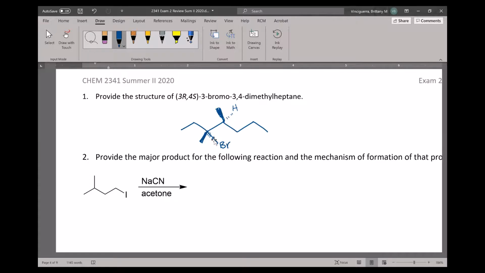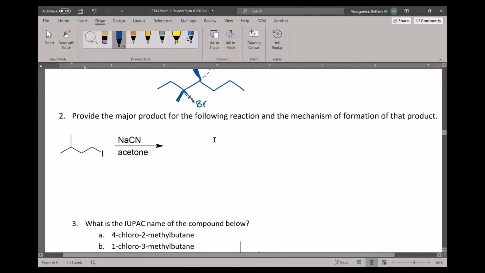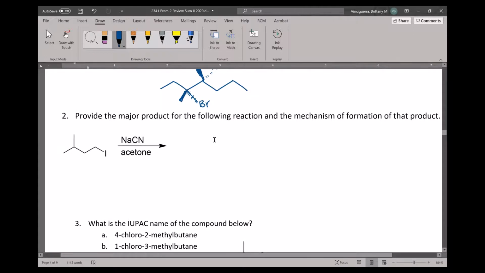Okay, so the next one says, provide the major product for the following reaction and the mechanism of formation of that product. So we have an alkyl halide. Is it primary, secondary, tertiary? Primary. So what are we already kind of limited to? SN2 is kind of the leading one here. It could also be E2, but we would need to look at the identity of our nucleophile or base.